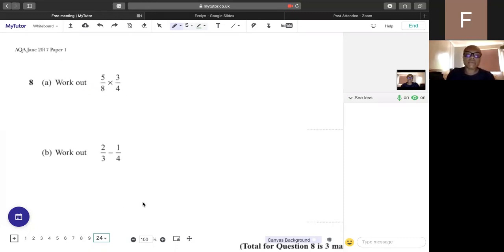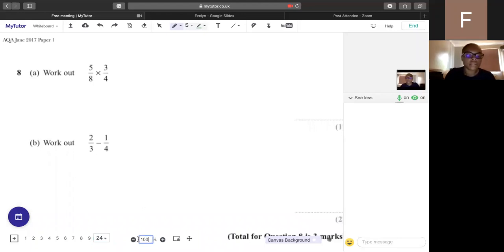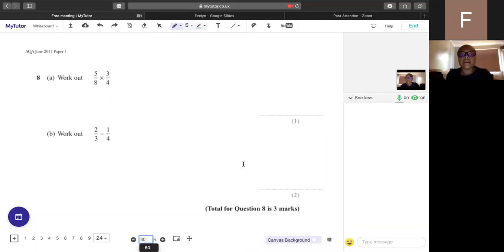So let's look at this one. This one's from AQA paper 2017. Zoom out a little bit. We want to work out 5 over 8 multiplied by 3 over 4. All we need to do is multiply the 2 numerators together and the 2 denominators together. So 5 times 3 is 15, and 8 times 4 is 32. And 15 and 32 don't share any common factors. So that would be our final answer, 15 over 32.